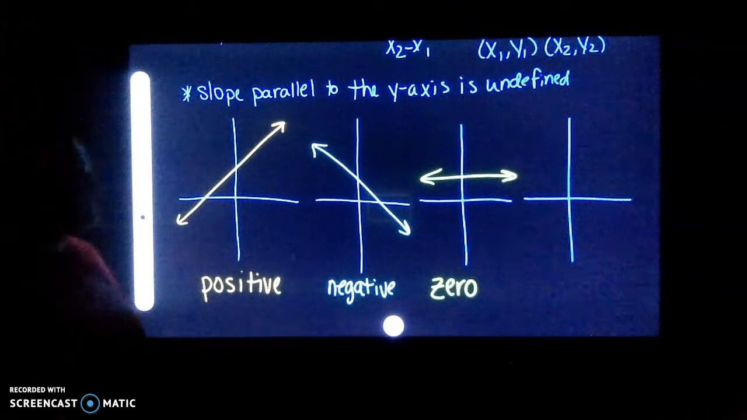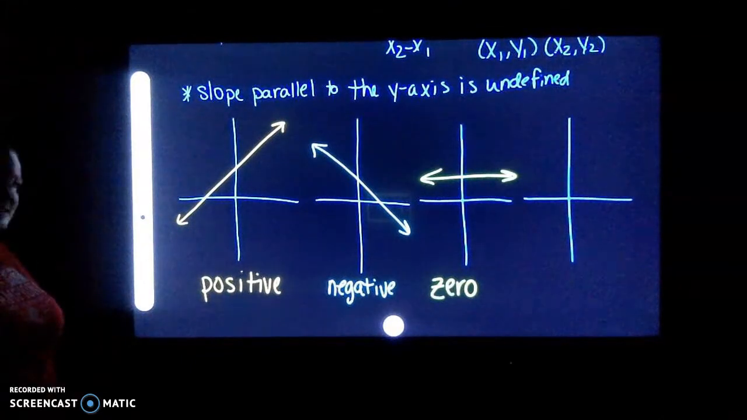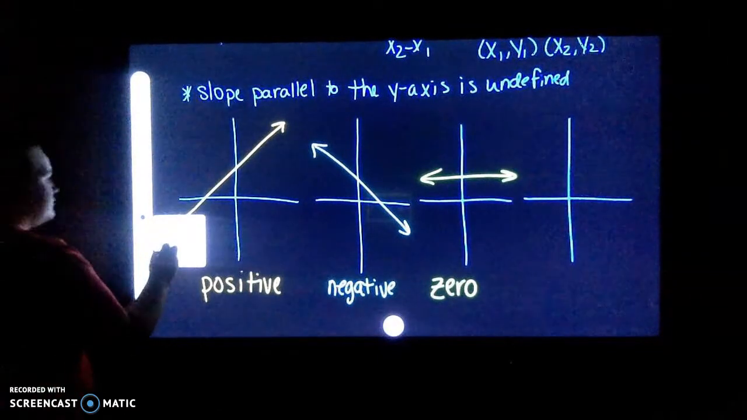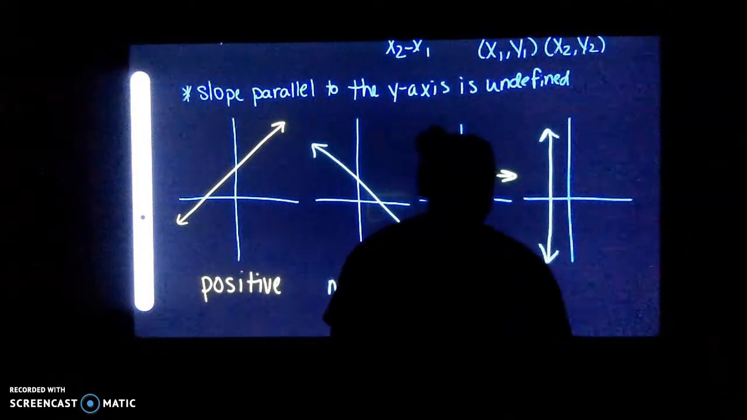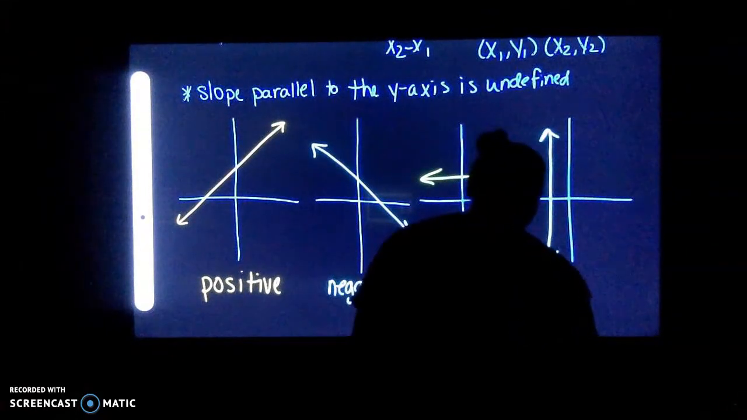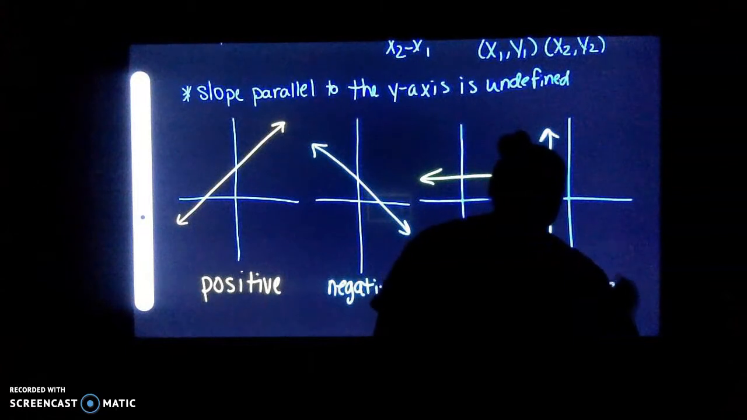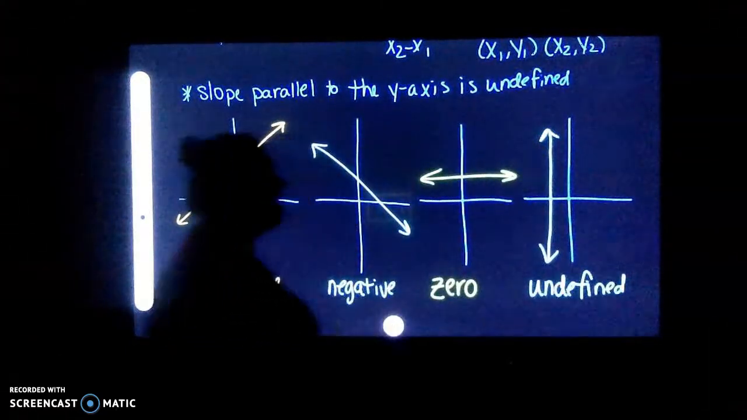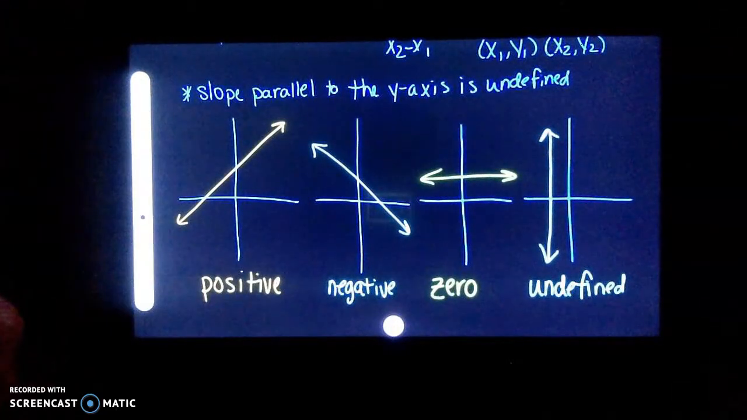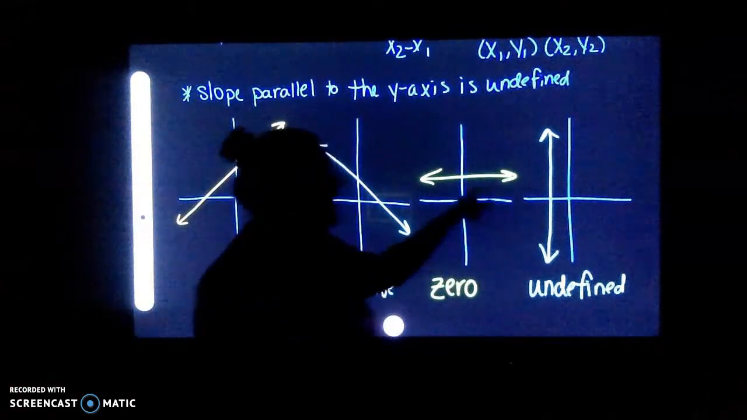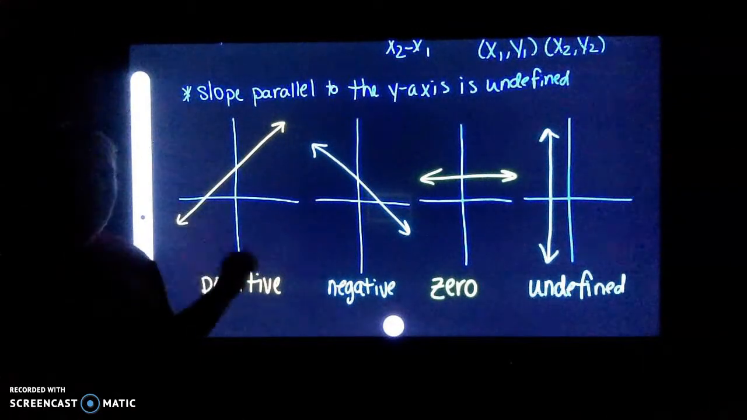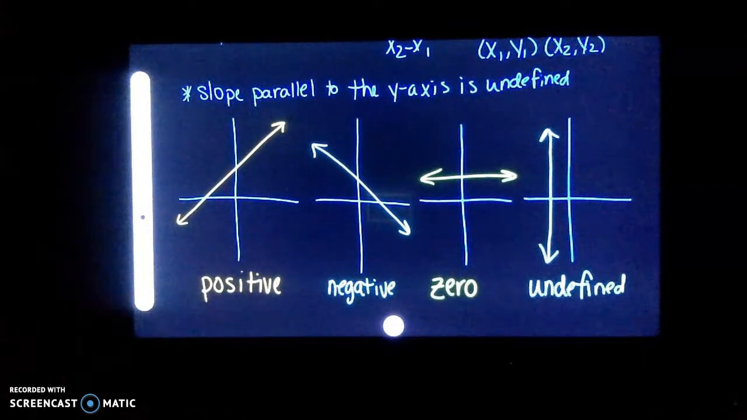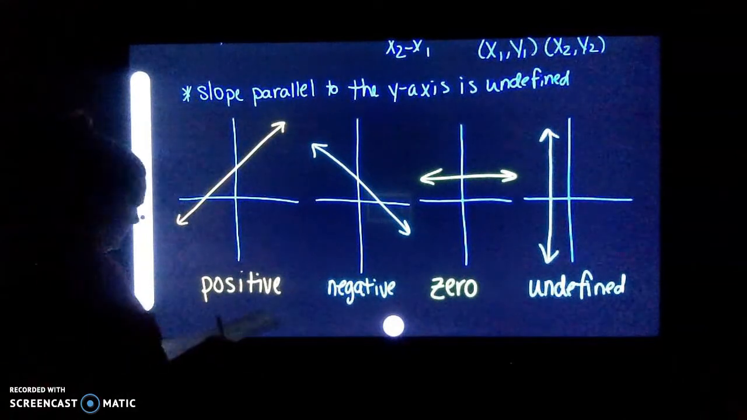So this is a line that runs parallel to the x-axis. If you can walk on it, it's 0. If you can't walk on it, it's undefined. So this is what I mean by a line that runs parallel to the y-axis. It is a vertical line that goes straight up and down. I cannot walk on this one. I can walk on this one, I can walk on that one, and I can walk on this one. So if it's a line you could not possibly walk on, then it is an undefined slope.